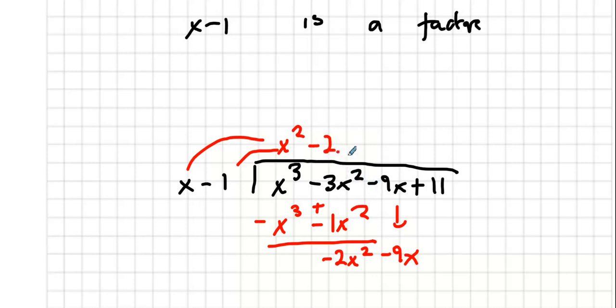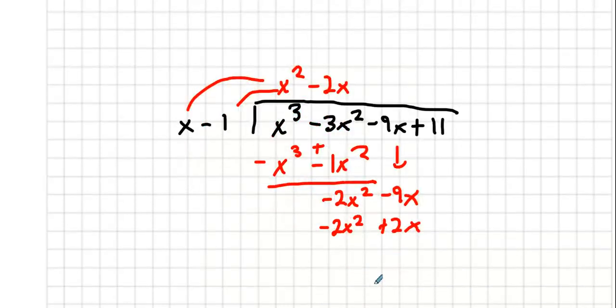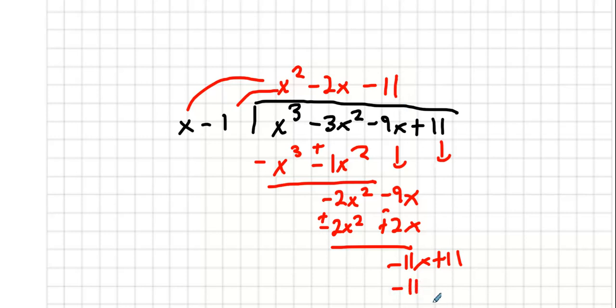minus 2x, multiply it, minus 2x squared plus 2x. Okay, then after that, change the signs. Most of you are great at the long division, to be fair to you. And then underneath, 11. Then after that, minus 11. Then what do we get? Yeah, it's just going to cancel to 0, isn't it?